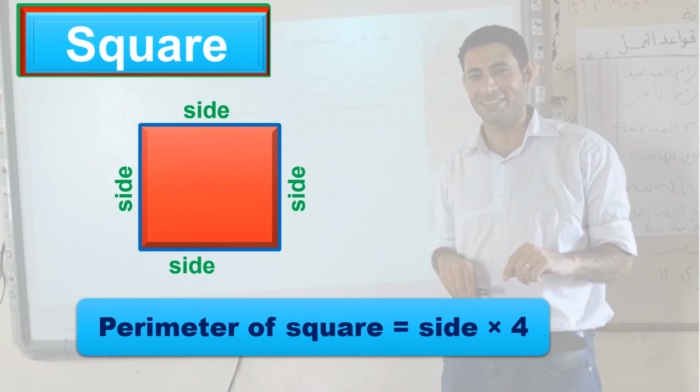يعني السكوير عندنا 4 sides كلهم قد بعض. طبعا بدل ما نقول side plus side plus side plus side, then we will say side times 4. Then the perimeter of a square equals side times 4.